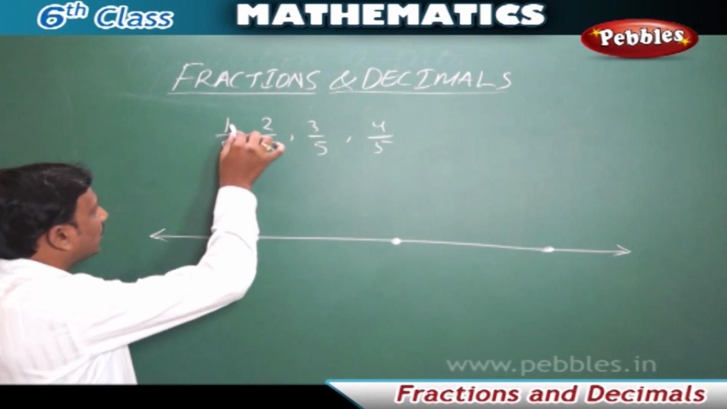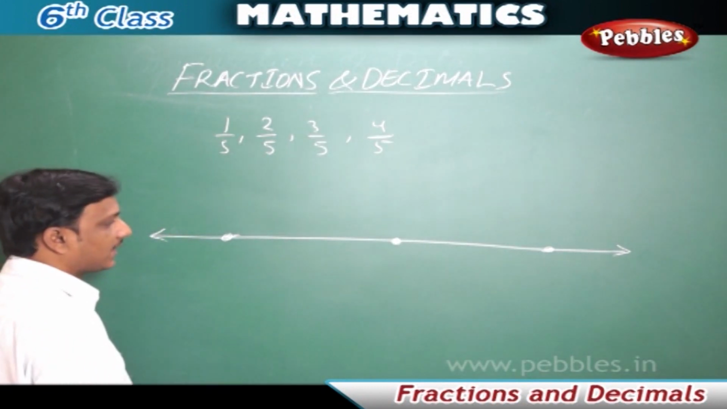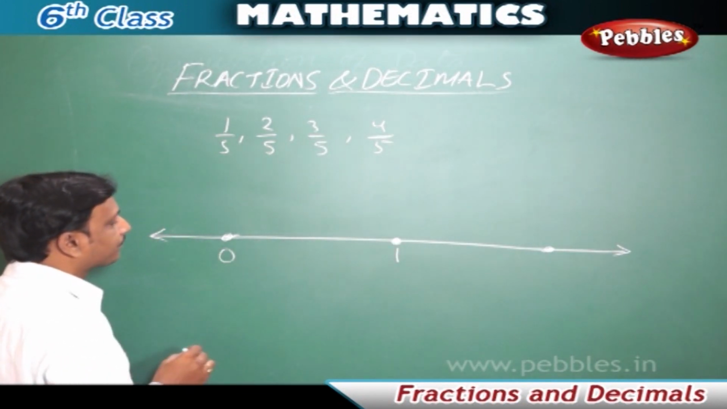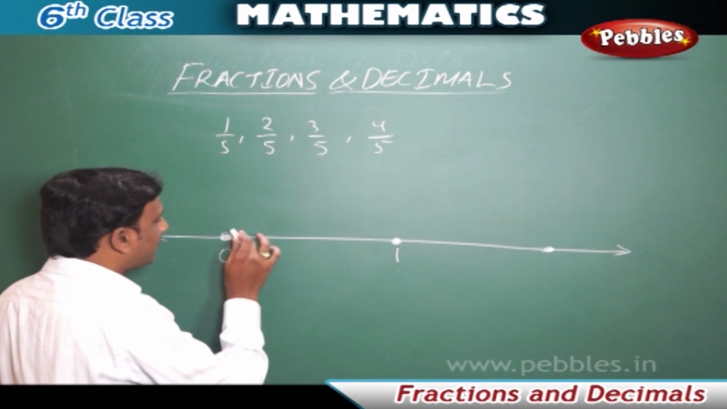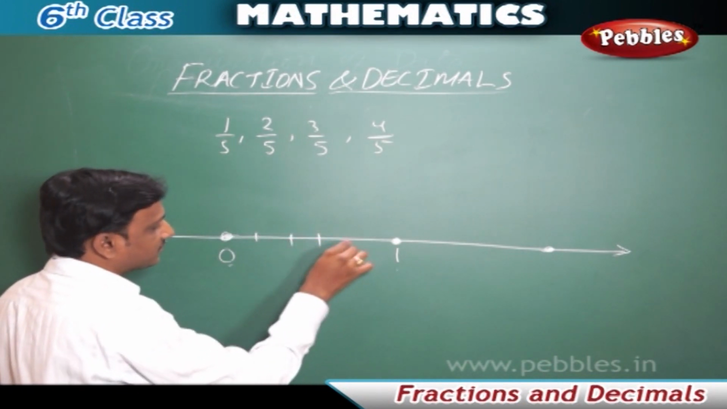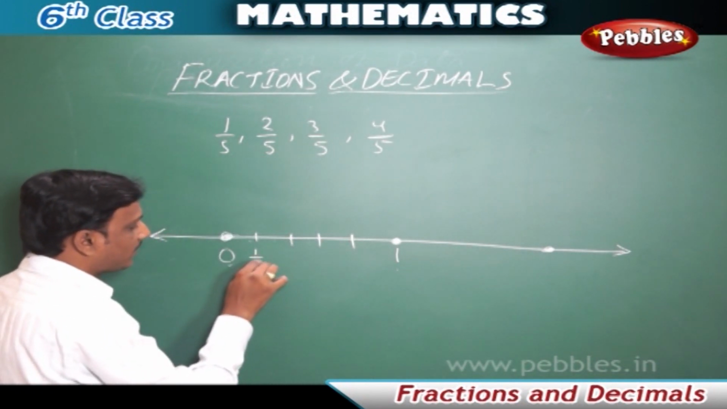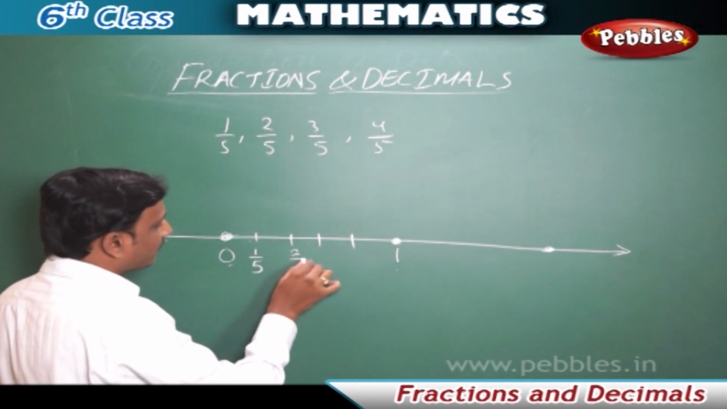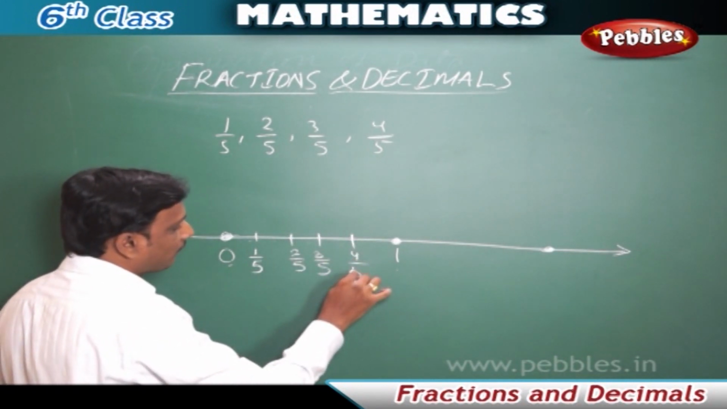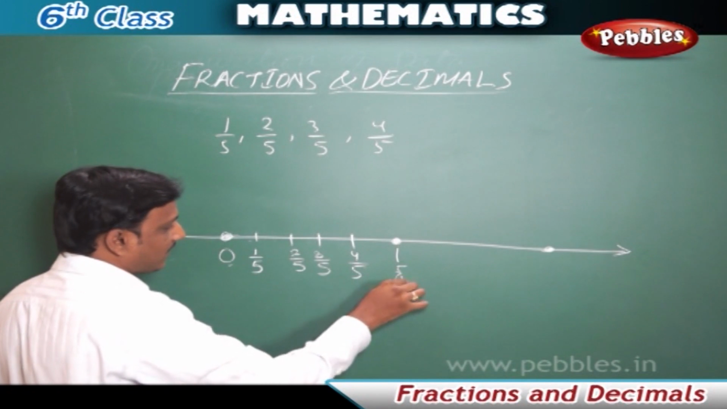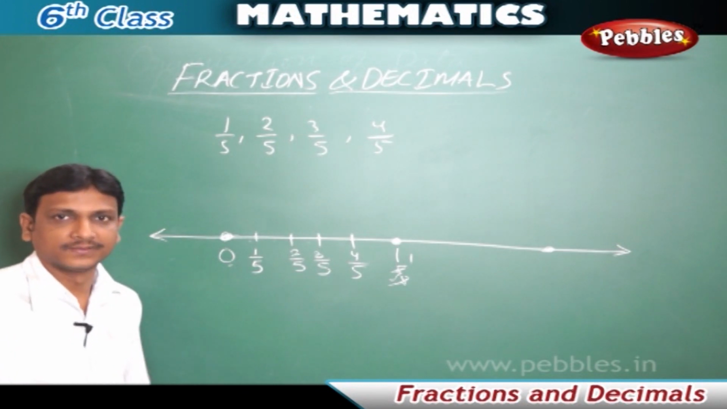Here we have to mark 1/5, 2/5, 3/5 and 4/5 on a number line. So this is 1 and this is 0. To mark these fractions on the number line, the gap between 0 and 1 should be made into 5 equal divisions. 1, 2, 3, 4, 5. Now the first one becomes 1 by 5, second one becomes 2/5, third one becomes 3/5, fourth one becomes 4/5 and this is 5 by 5, that is 1. So in this way we can mark fractions on a number line.